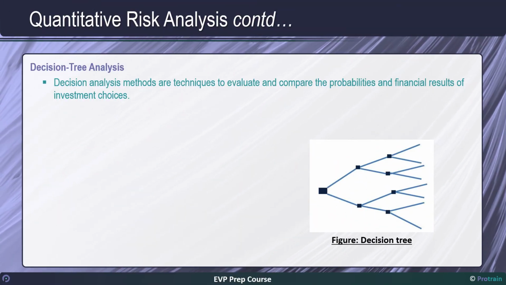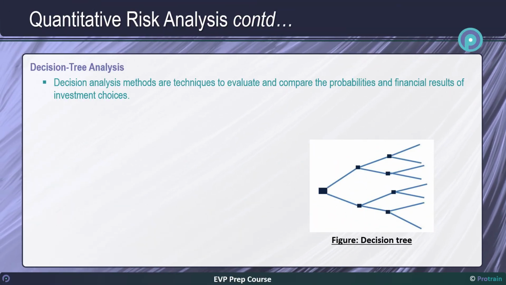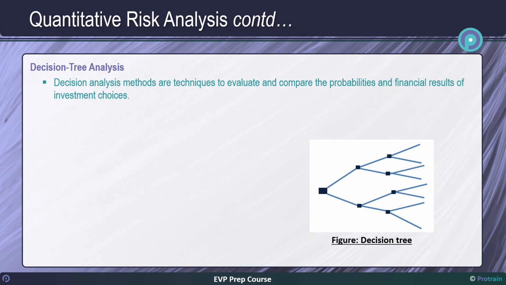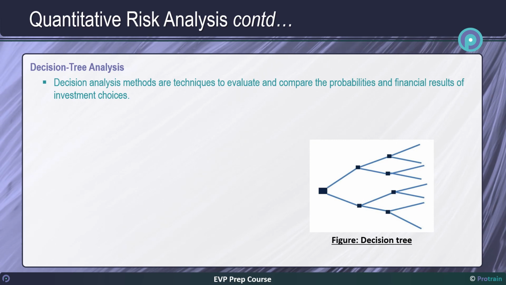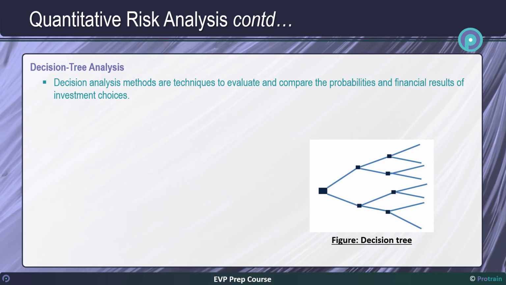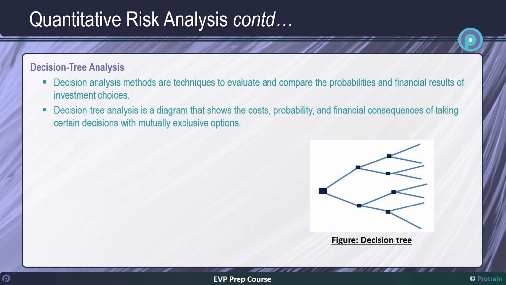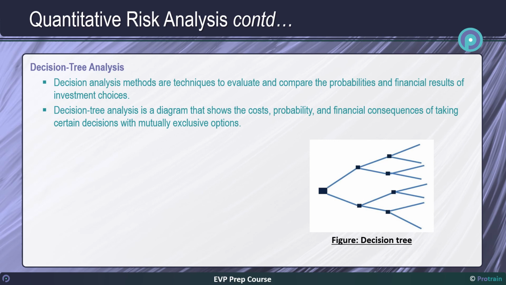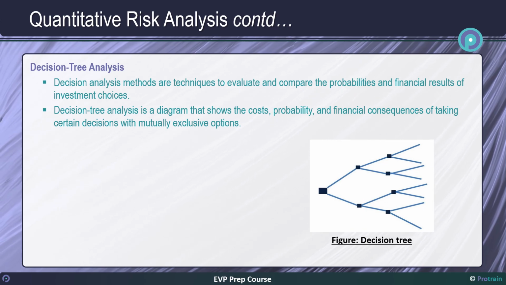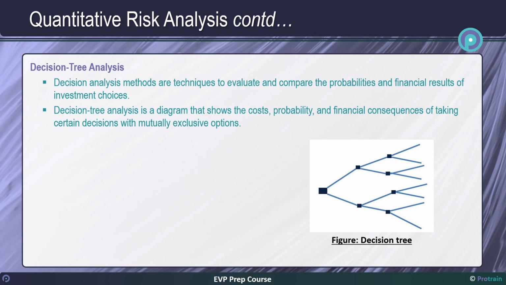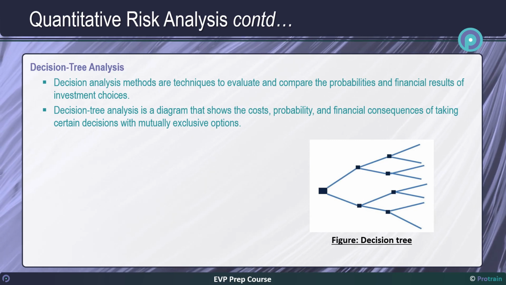Decision tree analysis. Decision tree analysis methods are techniques to evaluate and compare the probabilities and financial results of investment choices. Decision tree analysis is a diagram that shows the costs, probability, and financial consequences of taking certain decisions with mutually exclusive options. The diagram shows the decision points and the costs for taking each decision.